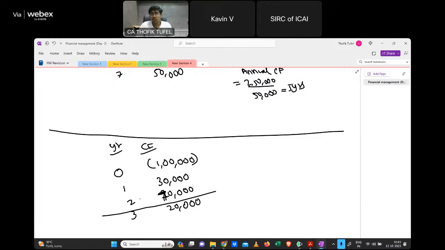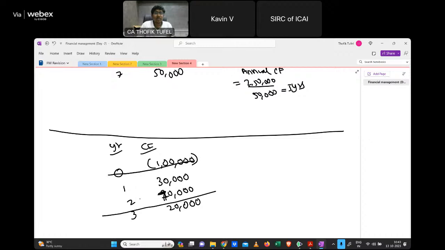Okay, your payback period is 2 years. But how will you calculate it? For that, you always have to prepare a schedule. Always remember, whenever a payback period comes, you won't get an annual cash flow. You will get multiple uneven cash flows only. Whenever multiple uneven cash flows come, you have to prepare a schedule. What is this schedule? Year, cash flows.